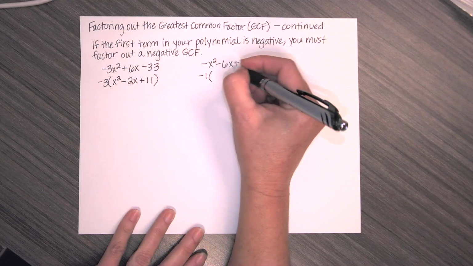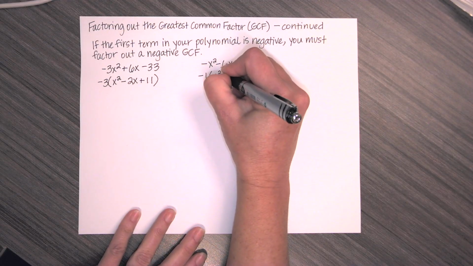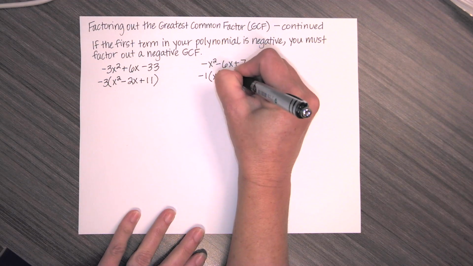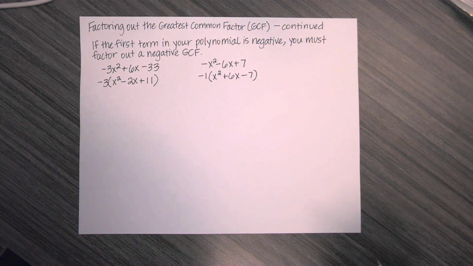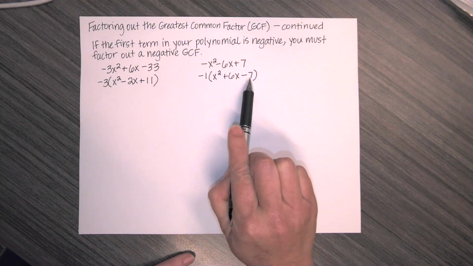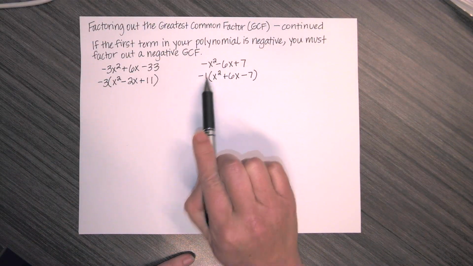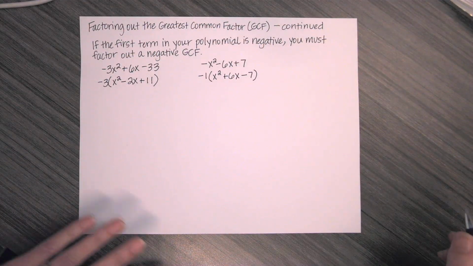So if you divide all of these terms by -1, you're going to have positive x squared, positive 6x, and -7. Dividing by -1 really just changes your signs. But what's good about this is now we have a polynomial with a positive leading coefficient, and that will help us as we move forward.